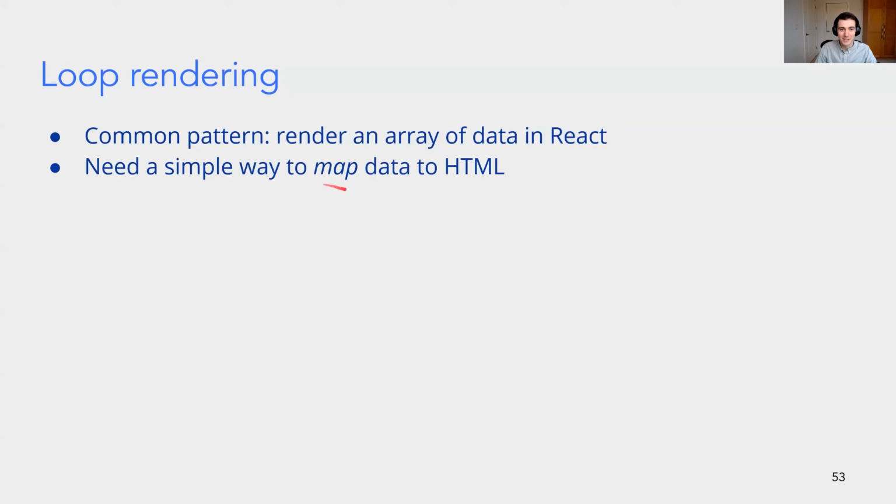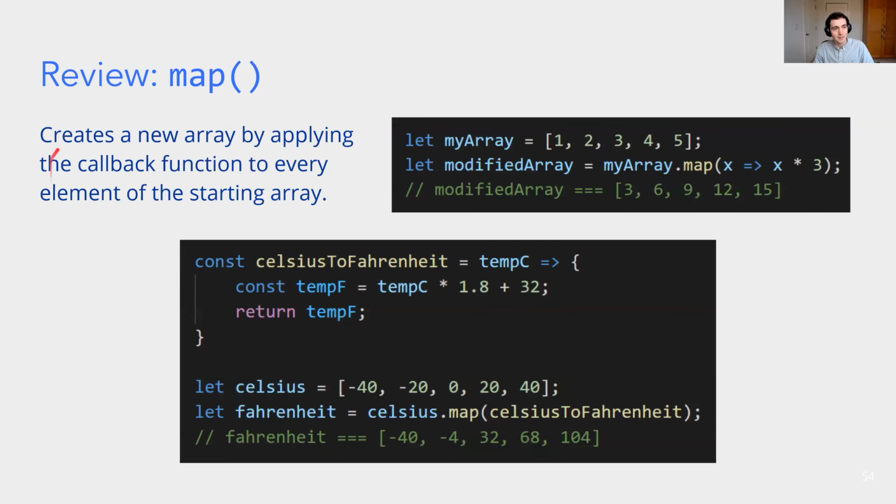And I am using the word map here intentionally. You might remember the function called map that we went over in the introduction to JavaScript. The function called map creates a new array by applying some function, a callback function, to every element of the starting array. So in this case, we've got some array 1, 2, 3, 4, 5, and we call .map, multiplying each element times 3, and you end up with 3, 6, 9, 12, 15. Fairly straightforward. It just creates a new array from an old one by applying a function to each element in that array.